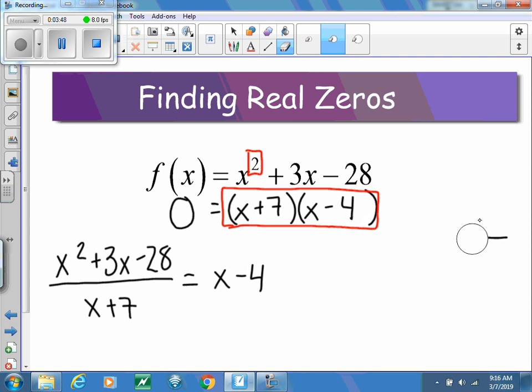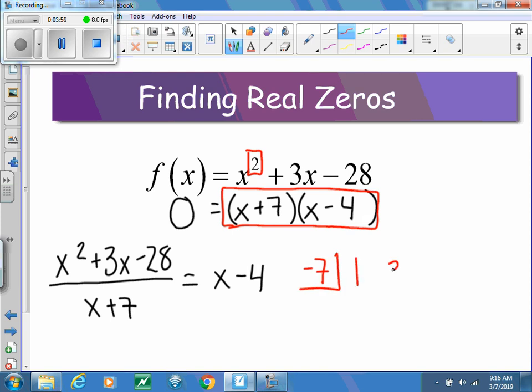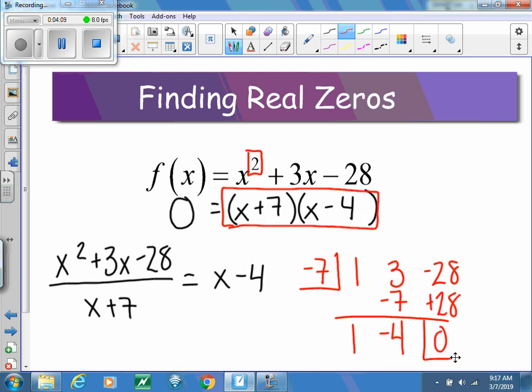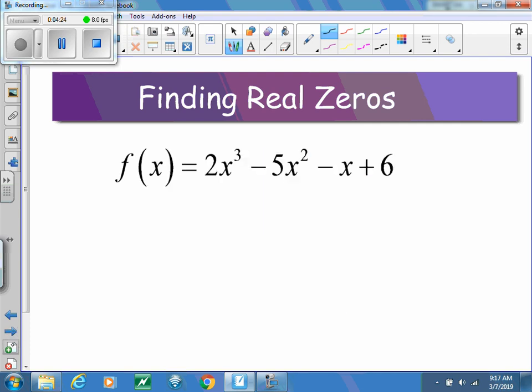Now, I can quickly do this if I show the synthetic division. I put a negative 7 here, and then I have the 1, the 3, the negative 28. So I bring down the 1. Negative 7 times 1 is negative 7. This gives me negative 4. Here I get a positive 28. So I get a remainder of 0. And so you'll notice here that I have 1x minus 4. Doing the division allows us to break down the quadratic and get it down to another factor. And that's going to be our goal.